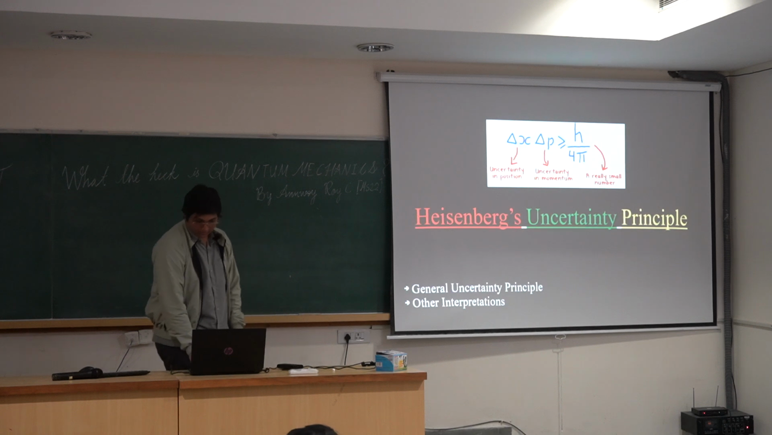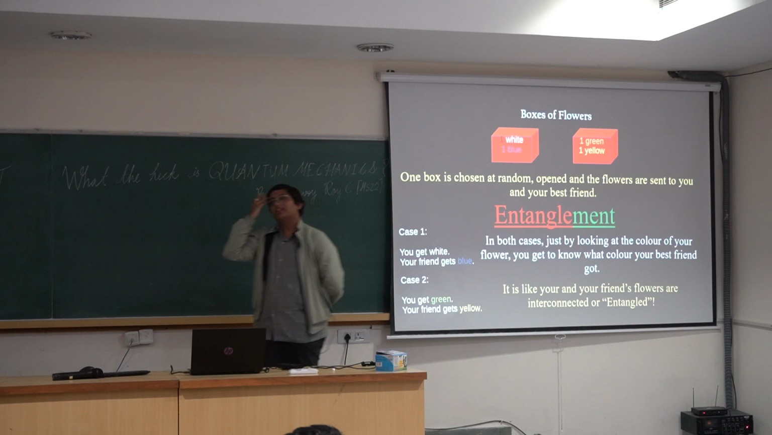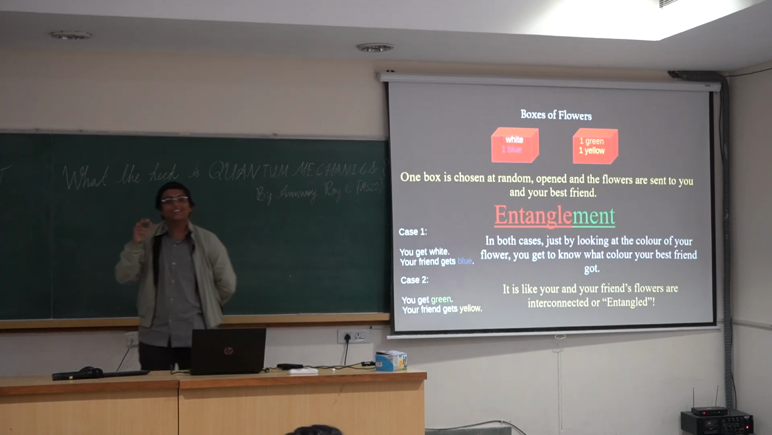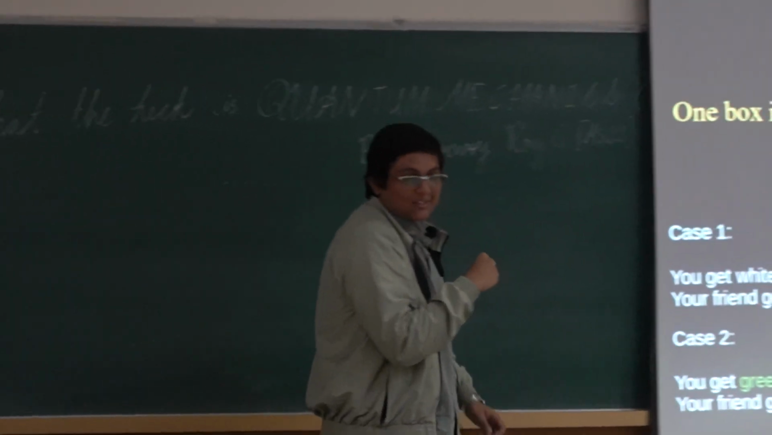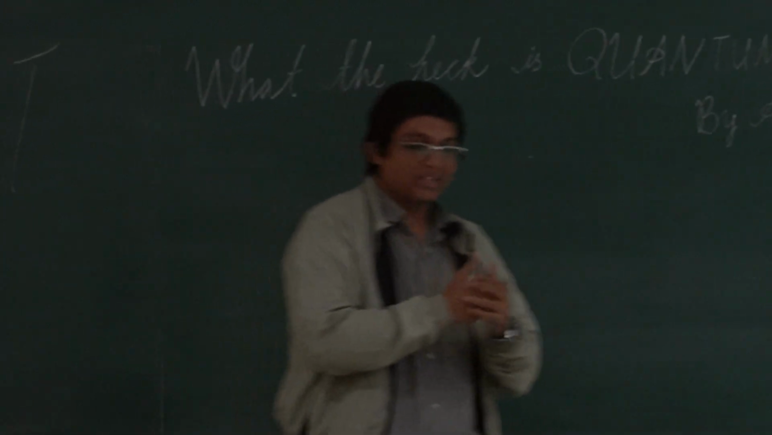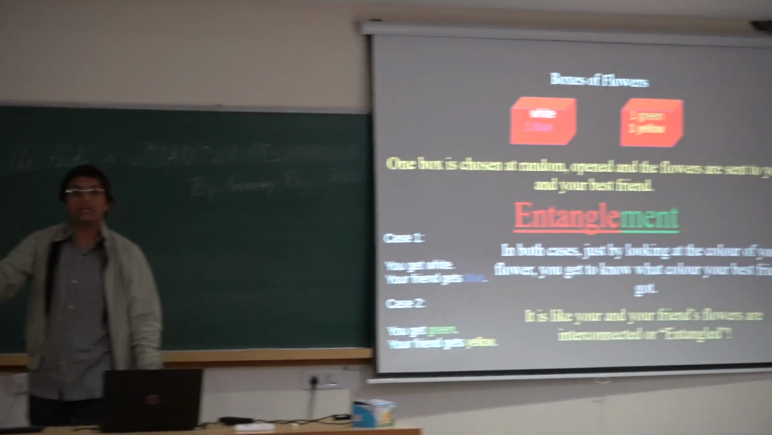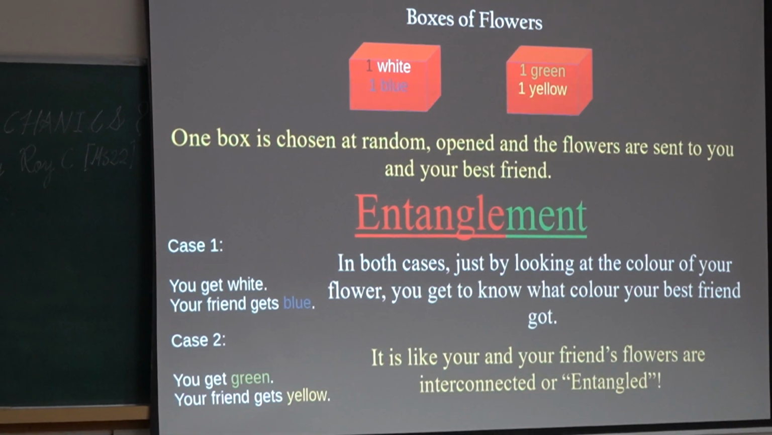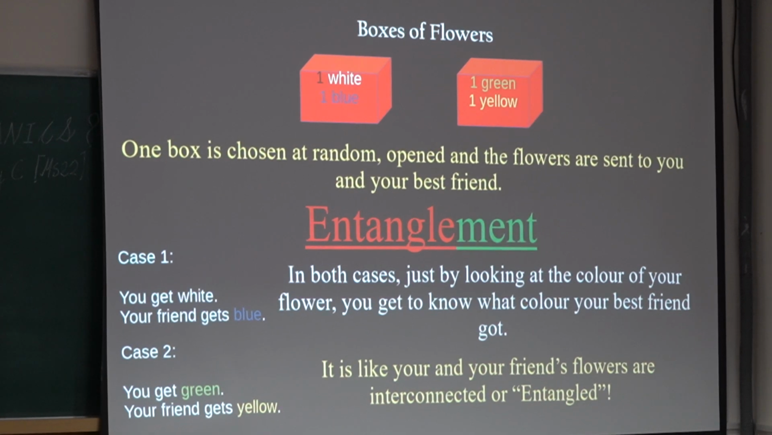Next, entanglement. Something like a very fancy word, right? Now, Hollywood uses this a lot. Marvel comics. Yeah. So I have two boxes of flowers. One box has a white flower and a blue flower. The other box has a green flower and a yellow flower. Now I can just pick one box, take out the flowers, and send them to you two.